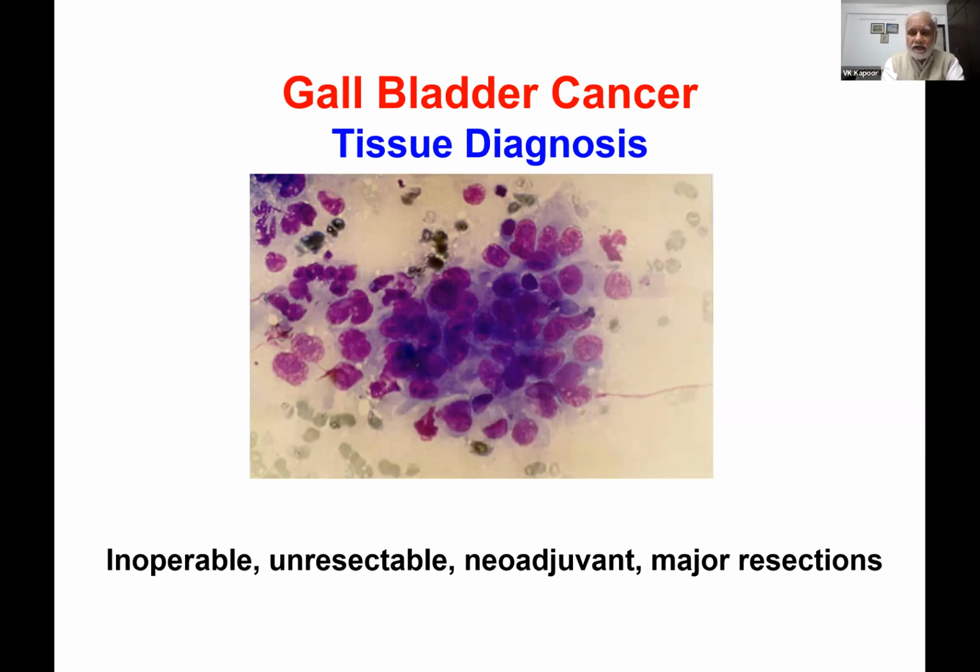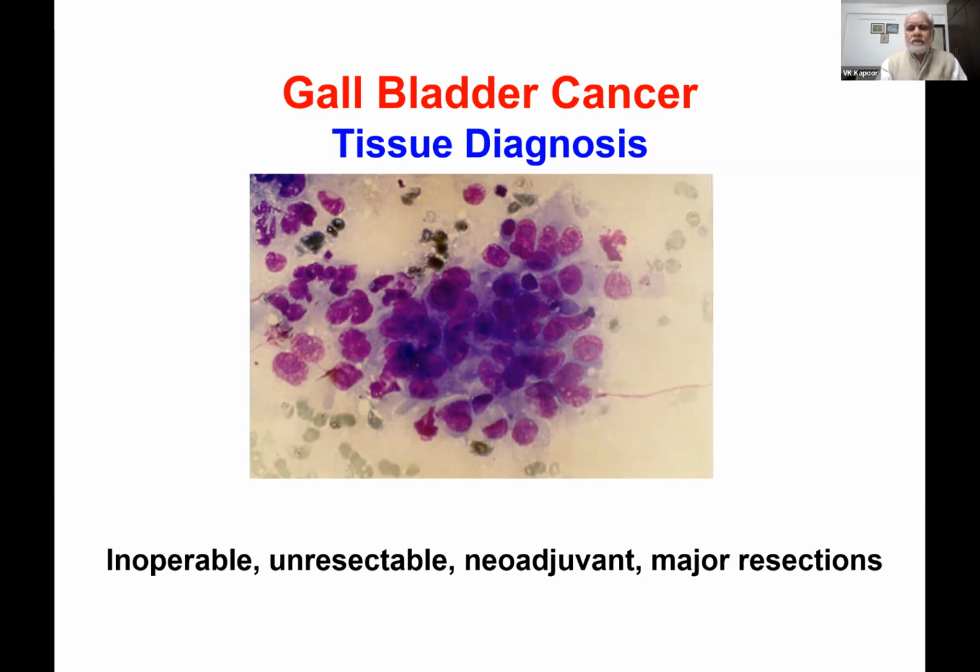If you are not operating, if the disease is not resectable, if you want to give neoadjuvant treatment for loco-regionally advanced disease, or as an exception, if you anticipate a major resection like an extended right hepatectomy or a hepatopancreatoduodenectomy, then some surgeons would want to have a tissue diagnosis because you don't want to end up doing a major procedure with significant mortality and morbidity and end up having a negative tissue diagnosis.